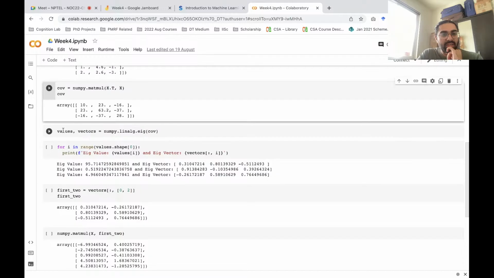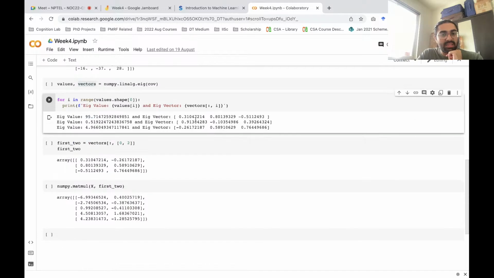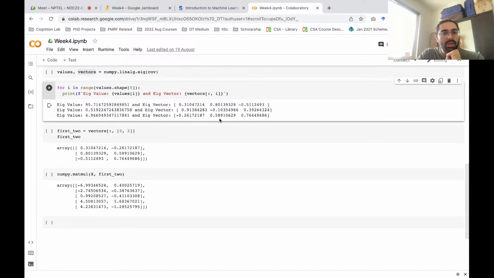So you get your eigenvalues here and eigenvectors here, which you can see plotted, right? Basically, an eigenvalue of 95 means that this is the highest, this is the first principal component in some sense. Then you have 4.9, then 0.5. So this is your first principal component, this is the second principal component, and this is the third principal component. Okay, so we have this data until now.